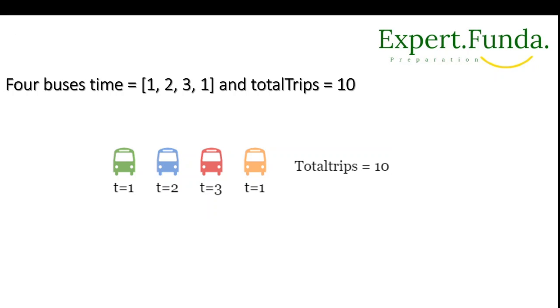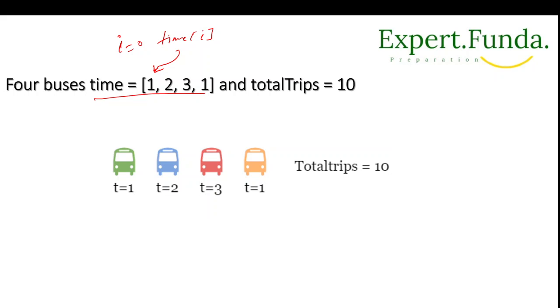So let's assume that in this problem we are given an array time representing some buses. Let's suppose we have considered this as 1 2 3 1. For the ith bus, time at i, let's suppose i equals 0, then we take this one, time at i is 1. To complete a trip, each bus works independently and doesn't need breaks between trips.